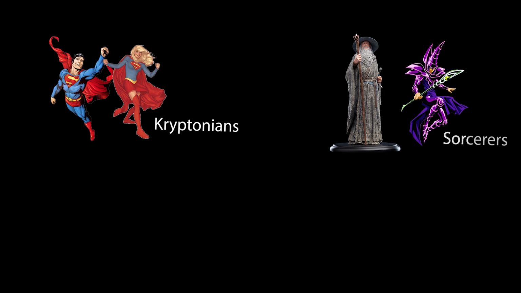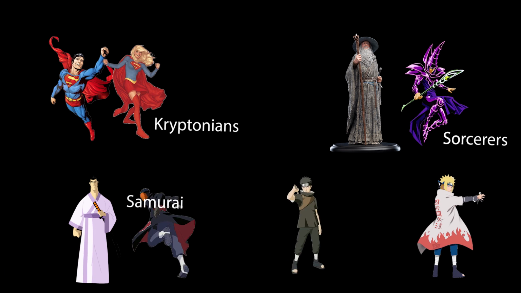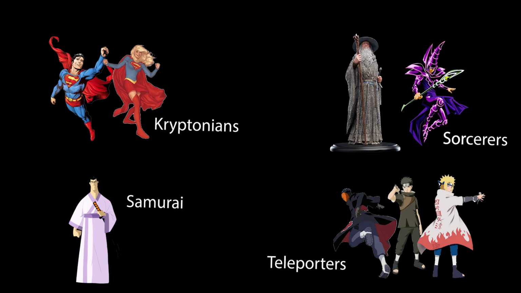Now, Land of Heroes has dozens of different types of heroes. Four examples of the many heroes in the game are Kryptonians, Sorcerers, Samurai, and Teleporters. While each type of hero has something a little different that separates them from every other hero, there are similar attributes, behaviors, and abilities that every hero will have, regardless of what type of hero they are.